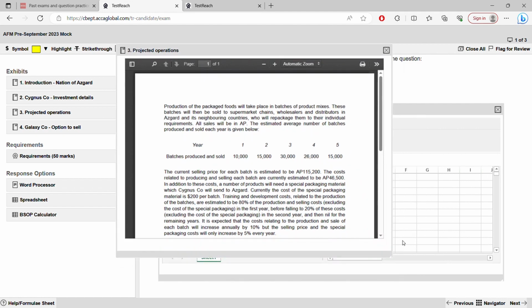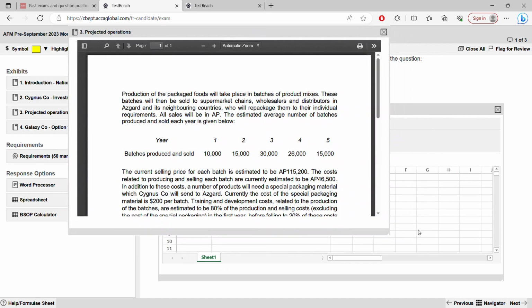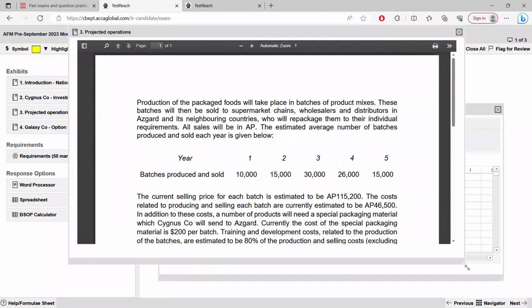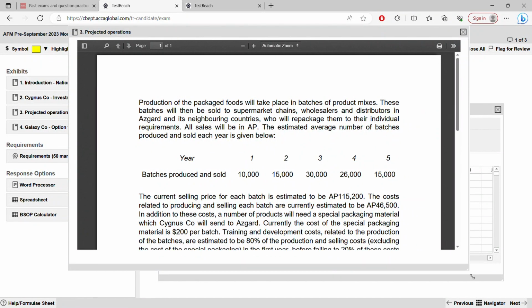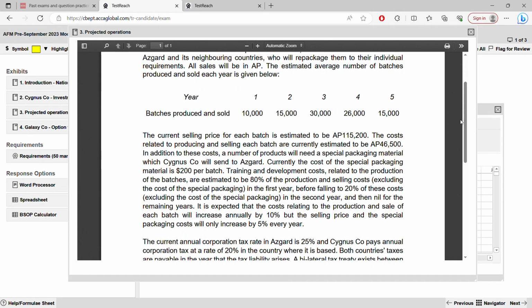Major information is given here. You can take it like this and make it bigger. I hope now you can see. Here you have been given how many you have sold, your production units for the first 5 years. Now, here you will be given the selling price and the cost and the inflation and tax rate, all those things. Okay.